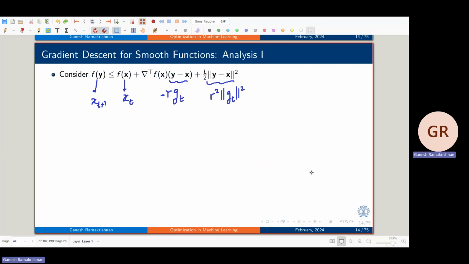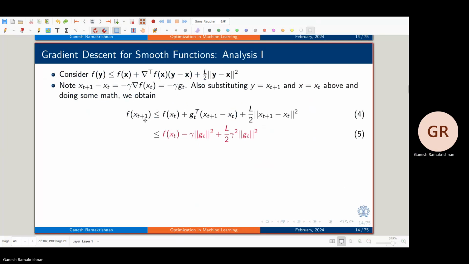Further, I realize that Xt plus 1 minus Xt is minus gamma gt. So I again make these substitutions. The extreme right-hand side becomes gamma square norm gt square times L by 2, sorry. Okay, so now, can I do something different here? I've got a minus of gamma norm gt square plus L by 2 gamma square norm gt square. Can I do something different here?